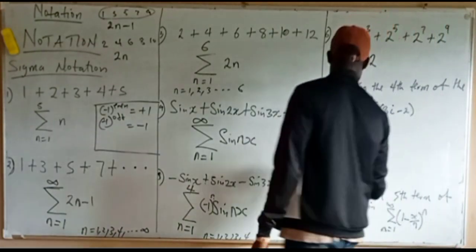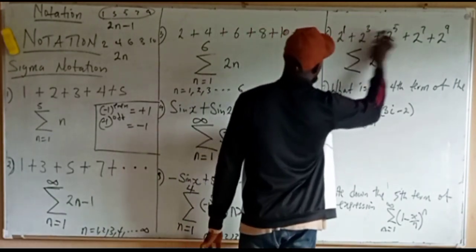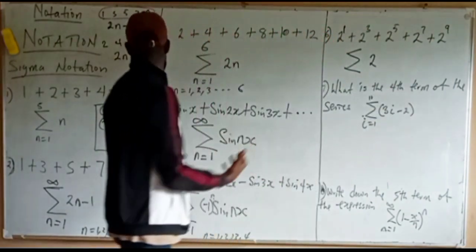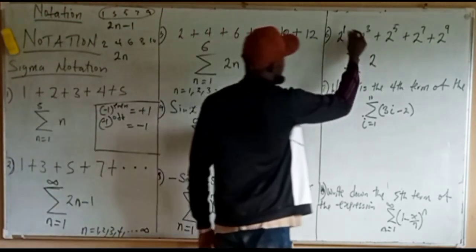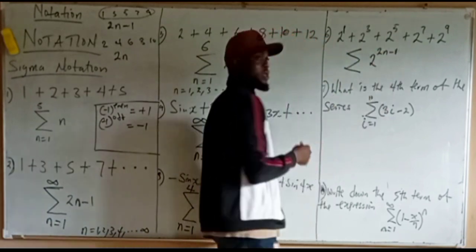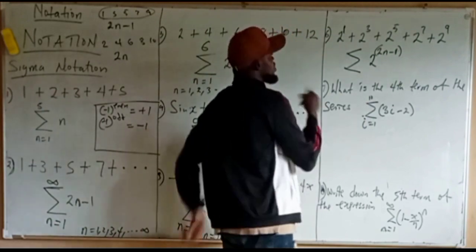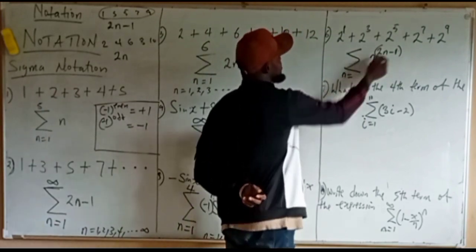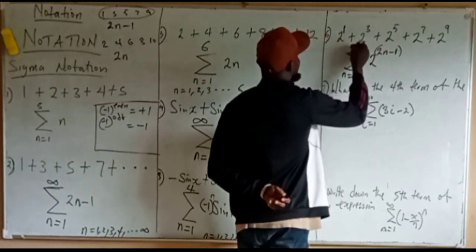So what do you do in this place now to unravel this mystery? If you have odd numbers in your expression, how do you represent them in notation? So you use what? For odd numbers, you use 2n minus 1. That's what you use for odd numbers. Put it in brackets, you don't leave it like that. So this n will start from 1 and end at 5: 1, 2, 3, 4, 5.